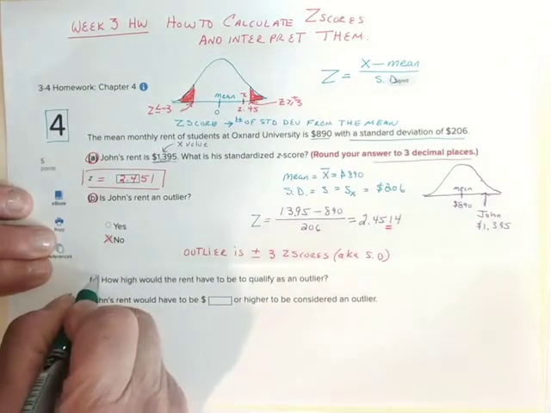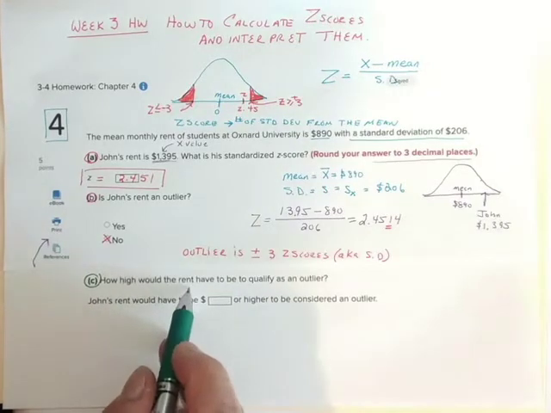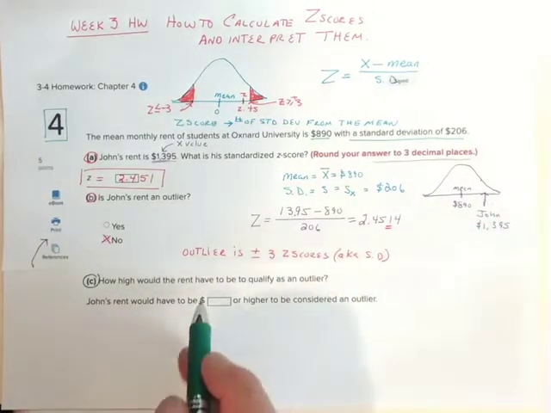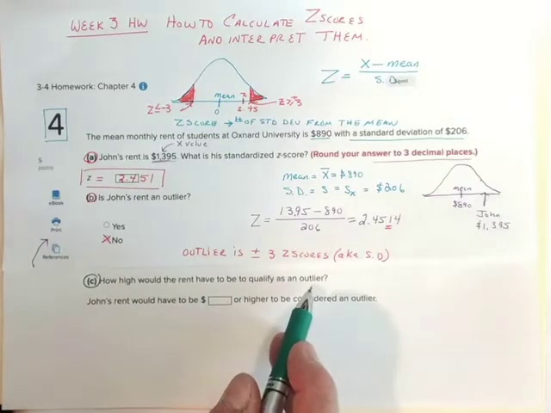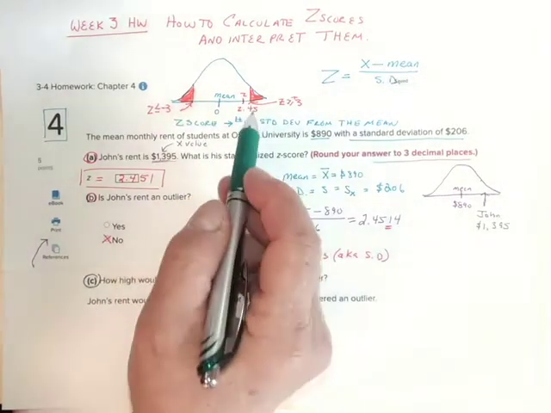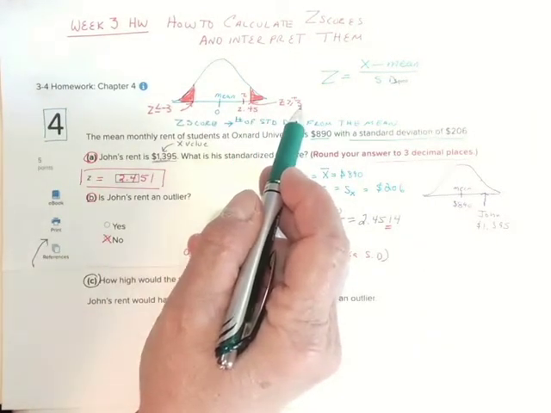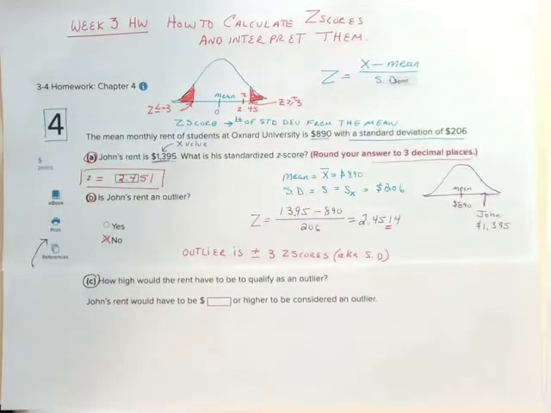So part C is how high would the rent have to be to qualify as an outlier? So we talked about outliers. If the rent is over 3 standard deviations above the mean, that's considered an outlier.